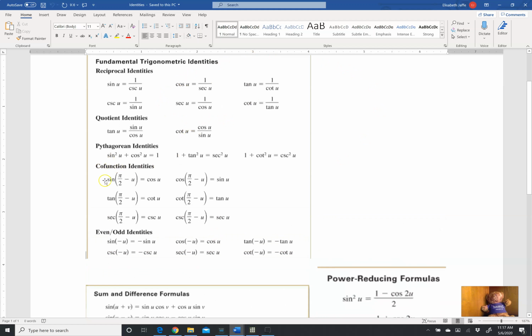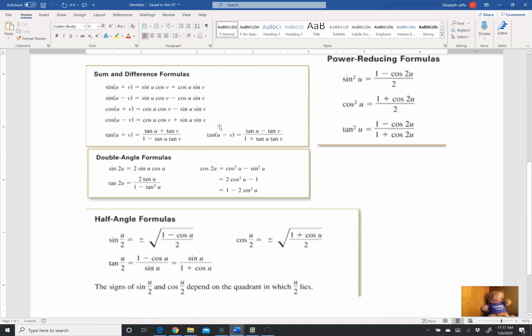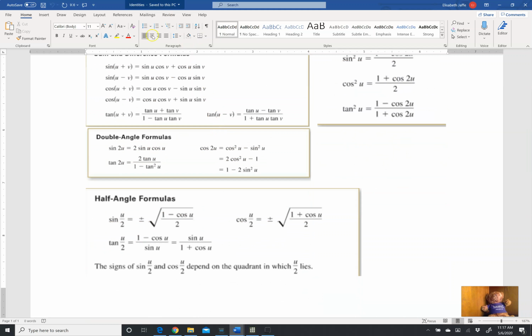Okay, our cofunction identities: the sine of an angle is equal to the cosine of its complement. These are the ones that we sort of talked about already, but these are the other identities that you could be using. Okay, so the sine of 75 degrees, you can use the sine of 45 times the cosine of 30 plus the cosine of 45 times the sine of 30. So you can use these.